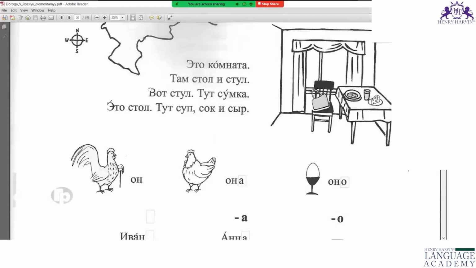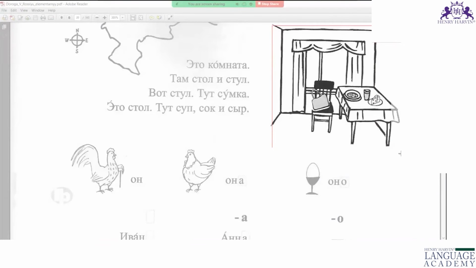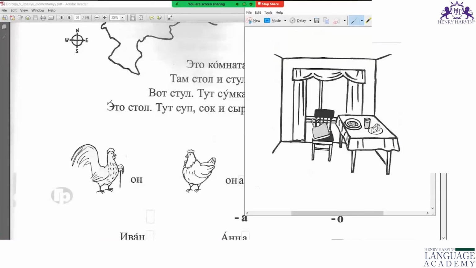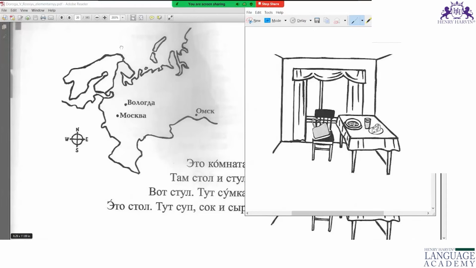Vishal, can you read the same, please? And look at the picture. Yes, ma'am. Это комната, там стол и стул. Вот стул, тут сумка. Это стол, тут суп, сок и сыр. Very good. Now, can you look at this text and picture for some time? And I'm going to remove the text, so you can describe the picture without looking. We'll do the same with the first picture as well.